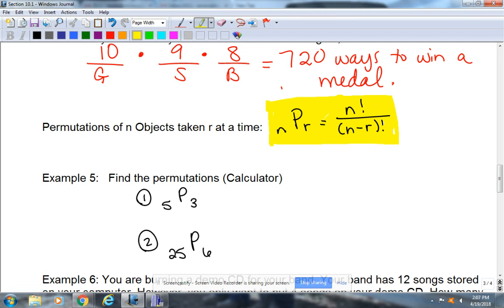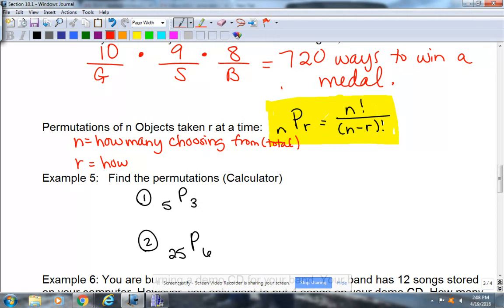So the way we do it is N is how many you're choosing from, R is how many you're choosing. You might want to write that down. N is how many you're choosing from, your total. And R is how many you're choosing. So you have like a million and you're choosing one, right? No, I'm choosing 2. Okay.